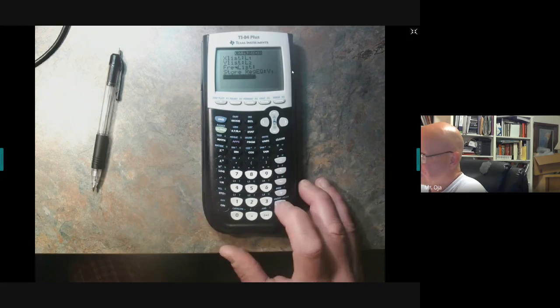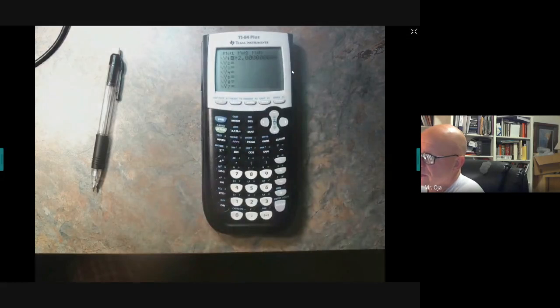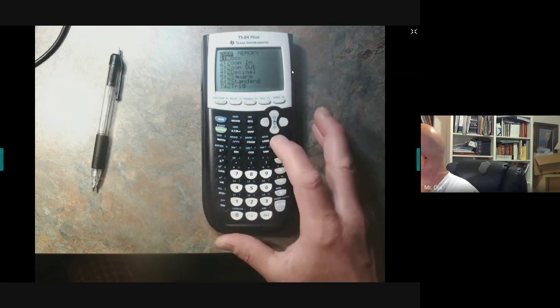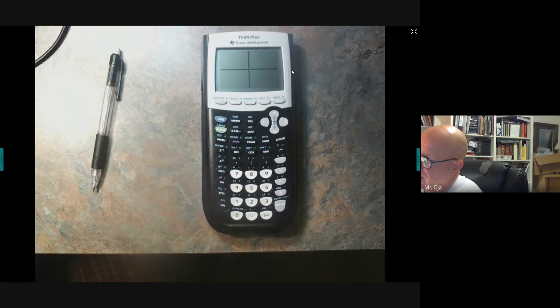So it's going to do exactly the same thing it did before, but now if I go up into my y editor, there it is, right? And if I go down and hit zoom standard just to get the normal screen and graph it, there's my line. Okay, does that make sense? Yeah. Okay, so there's the line if I actually want to use it.